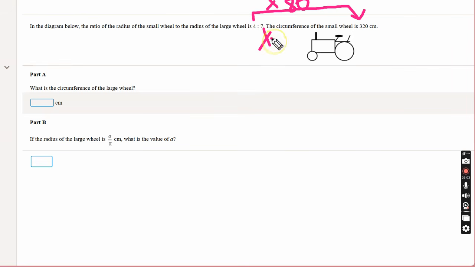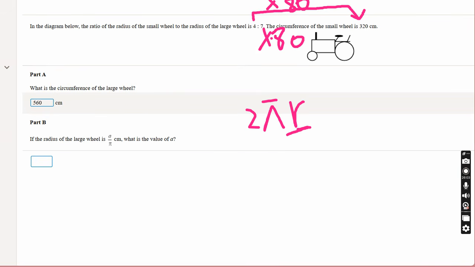Now, why is this so easy for us? Because remember, in the formula 2 pi r, what is changing? Only the radius, right? Only the radius is what matters. So when you change the radius in the smaller wheel by multiplying by 80, you do the same thing with the larger wheel, because only the radius is changing. So we can find the circumference of the large wheel, which is 560.